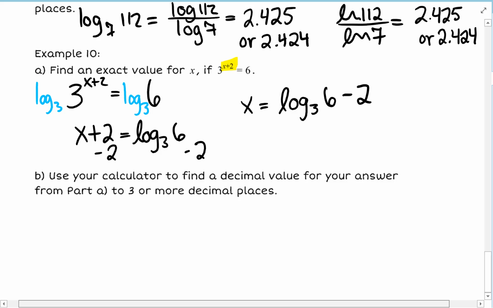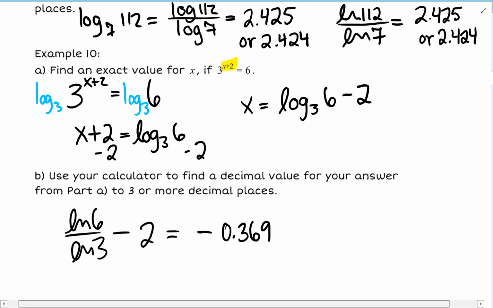And here they want us to use our calculator to find a decimal for your answer from part A to 3 or more decimal places. So you can use log or ln, just as long as you're using the change of base formula. Log base 3 of 6 is the same as natural log of 6 over natural log of 3 minus 2. And that's what I'll be putting in my calculator. Or you can use log. And I got negative 0.369.